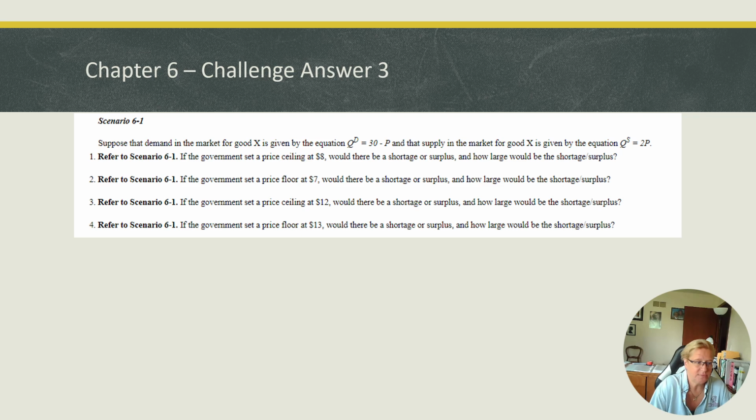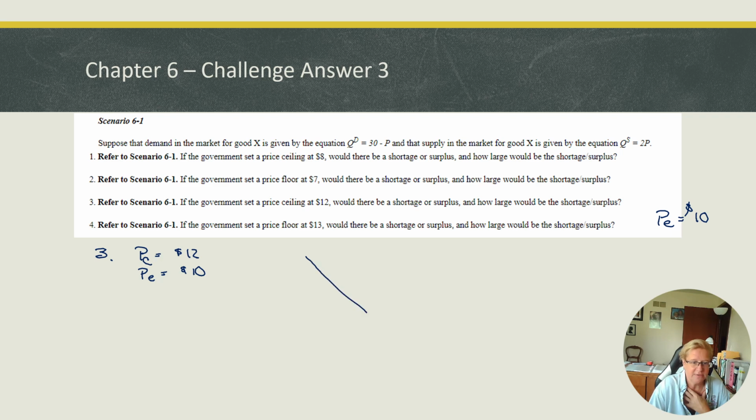Okay, the third one. Again, remember that our price equilibrium is still $10. If the government set a price ceiling, prices cannot go above it, at $12. Price ceiling is at $12. Price equilibrium is at $10. Would there be a shortage or surplus, and how much would it be?